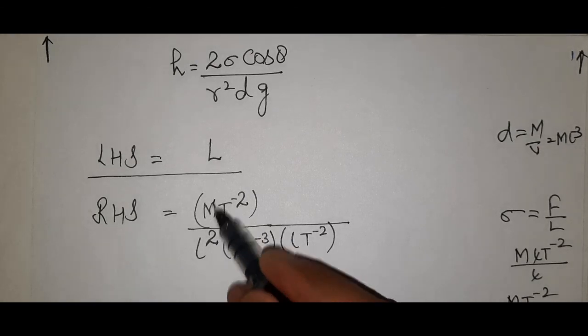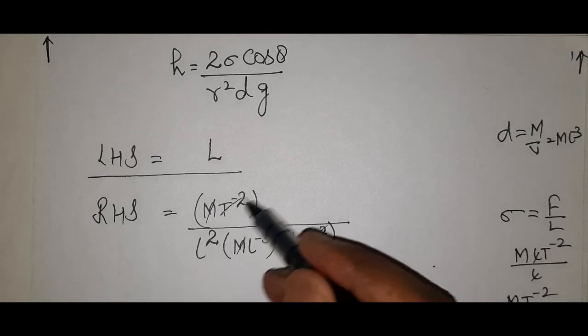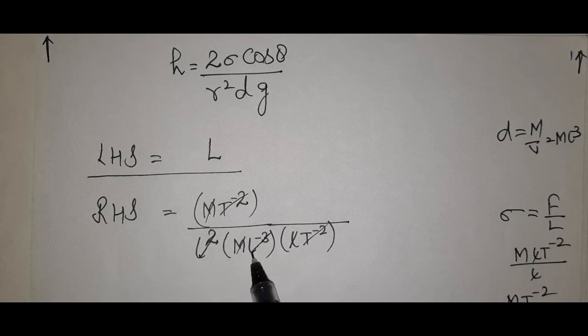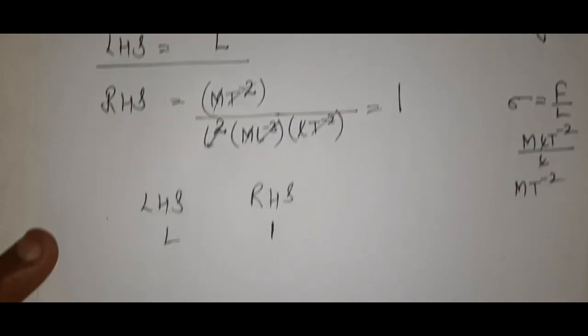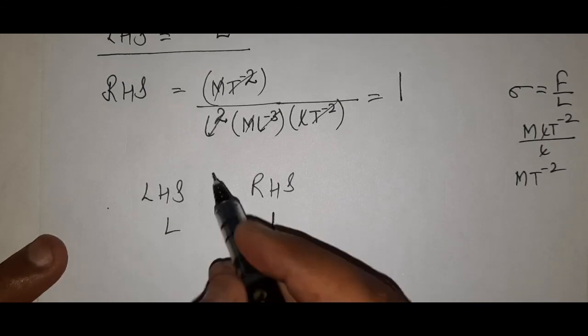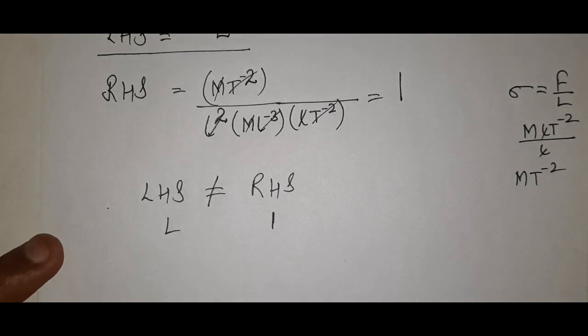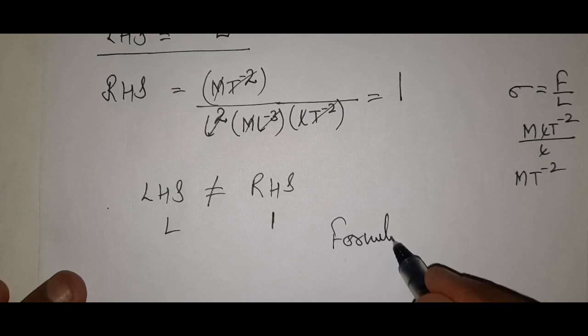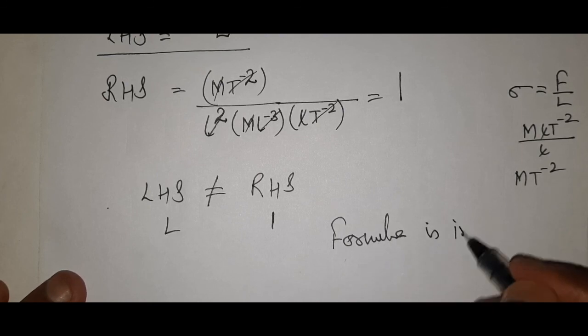Cancelling all this, T minus 2 is cancelling here, L minus 3, and this is L square and L cube and L minus 3. This is equal to 1. So the left hand side has dimensional formula L, and the right hand side is dimensionless. As the left hand side is not equal to the right hand side, the formula is incorrect.